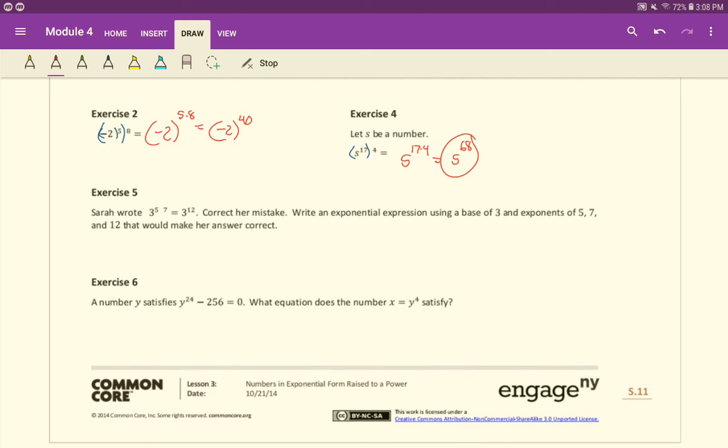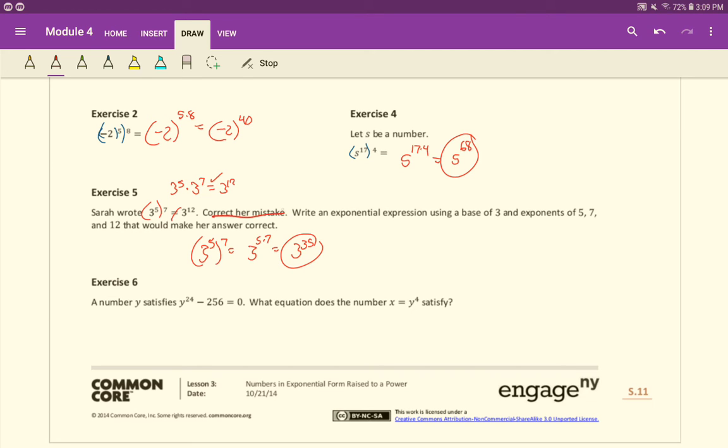Okay, now, this next step here, it says that Sarah wrote 3 to the 5th to the 7th is equal to 3 to the 12th. Is that right? No. Sarah is confusing some of her exponent properties. Okay, if she had 3 to the 5th times 3 to the 7th, then that would be 3 to the 12th. But 3 to the 5th to the 7th does not equal 3 to the 12th. 3 to the 5th to the 7th, excuse me, is 3 to the 5 times 7, or 3 to the 35.